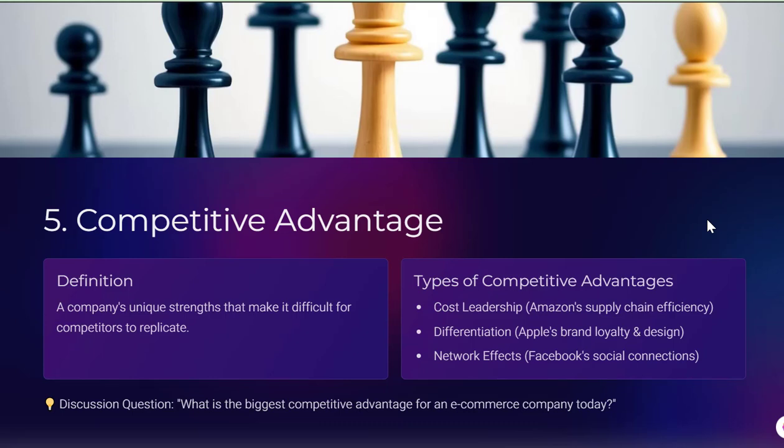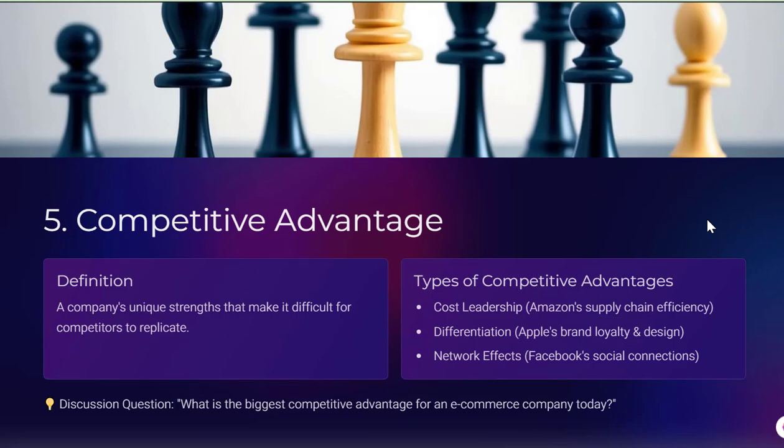There are 3 main types of competitive advantage: cost leadership, differentiation, and network effects. Cost leadership, for example, is Amazon's supply chain efficiencies to bring lower cost. So cost leadership is about having efficient operations and a lower cost structure, like Amazon's supply chain.